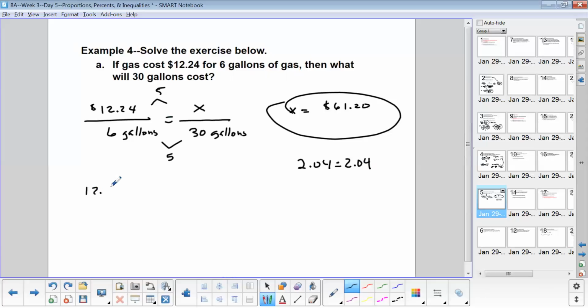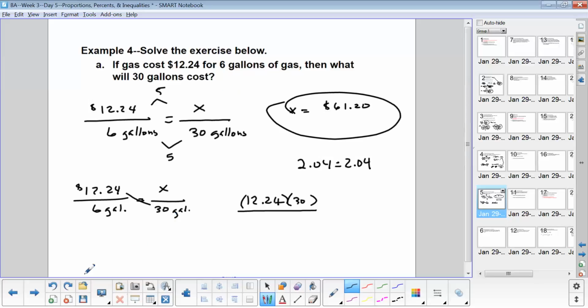So let's say that you've got your dollar amount and your gallons, and your unknown dollar amount and your gallons. So if you wanted to do cross products, you would say $12.24 times 30, and that's going to equal the other cross product, which would be 6x. Well, remember, you're wanting to solve for x, not 6x, so you would divide by 6.